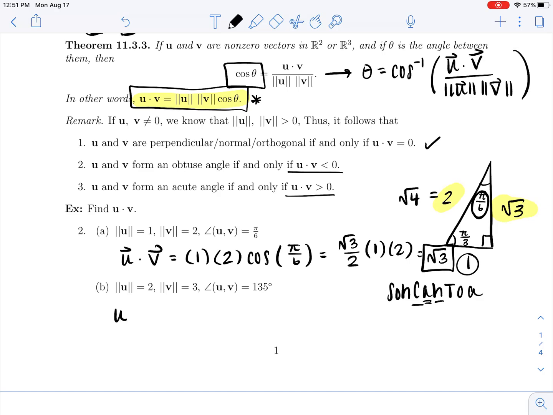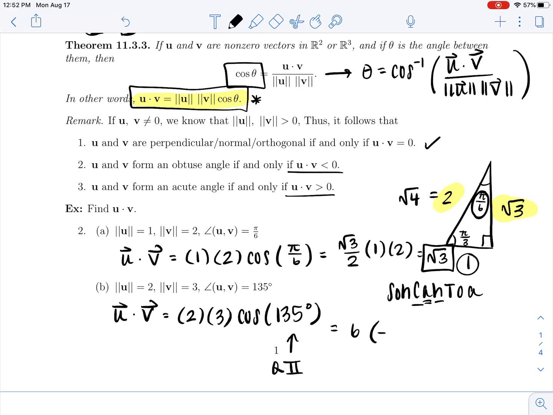And then similarly, let's do the same over here. We want to find the dot product. So I'm going to take the magnitude of u times the magnitude of v times cosine of 135. All right, so 135, this is in quadrant 2. And cosine corresponds to the x component. So over in quadrant 2, we're in the negative x-axis. So we know that that's going to be negative. 2 times 3 is 6.